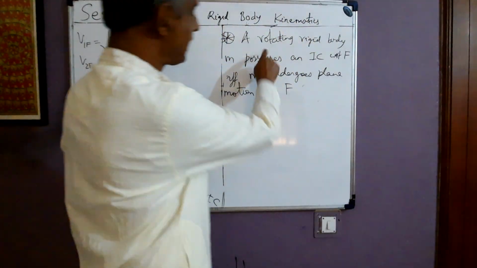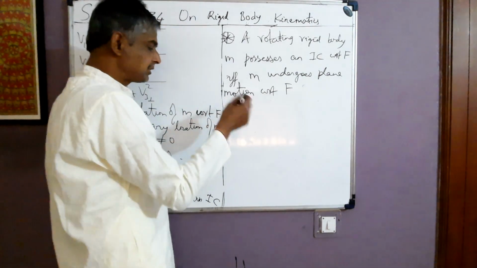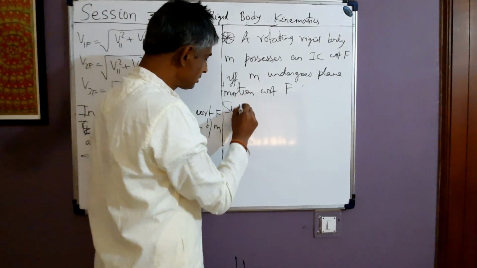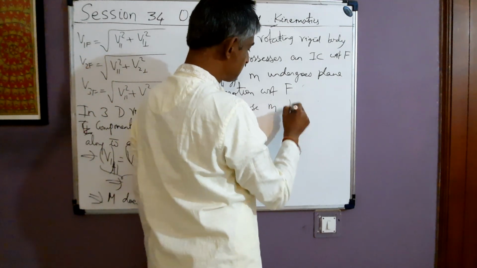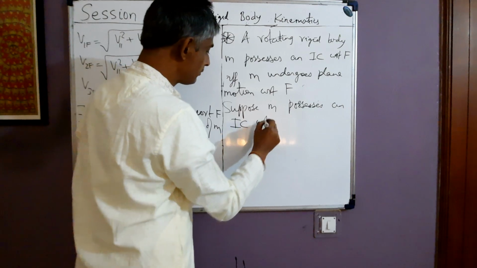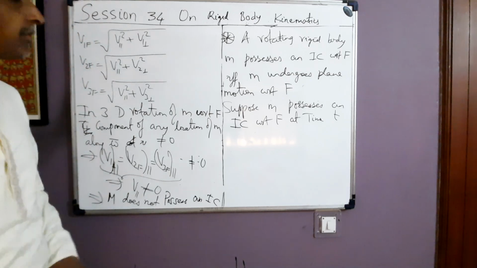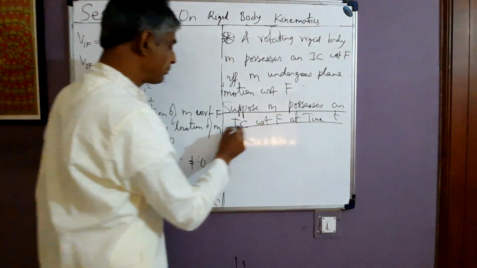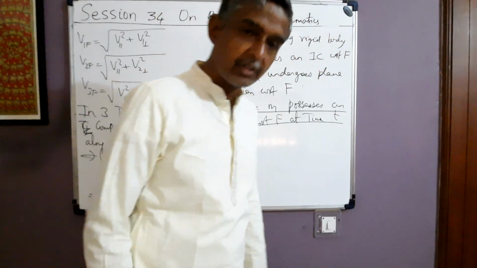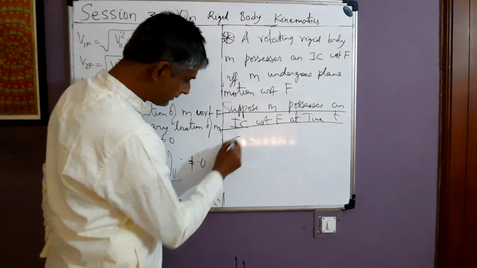So first I'll prove this statement both ways. Suppose we take this part; we have to prove both the things as I stated just now. Suppose M possesses an IC with respect to f at time t. Now we have to prove that in this case, it must be the case of plane motion of M with respect to f. This we have to prove. So how do we prove it? The proof is in this way.